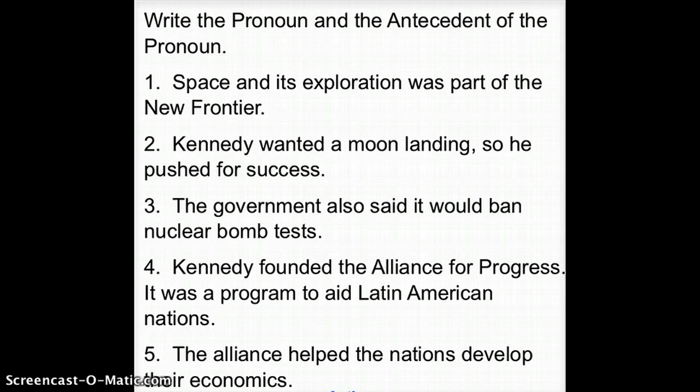Here are some more problems to practice, so 1 through 5, and if I'm going too fast and you need to pause, please feel free to do so, because on the next page when I flip it will be all the answers. So this one you have to do 2 things. Write the pronoun and the antecedent of the pronoun. So number 1, space and its exploration was part of the New Frontier. So find the pronoun and the antecedent. Number 2, Kennedy wanted a moon landing, so he pushed for success. So what is the pronoun? And then what is the antecedent?